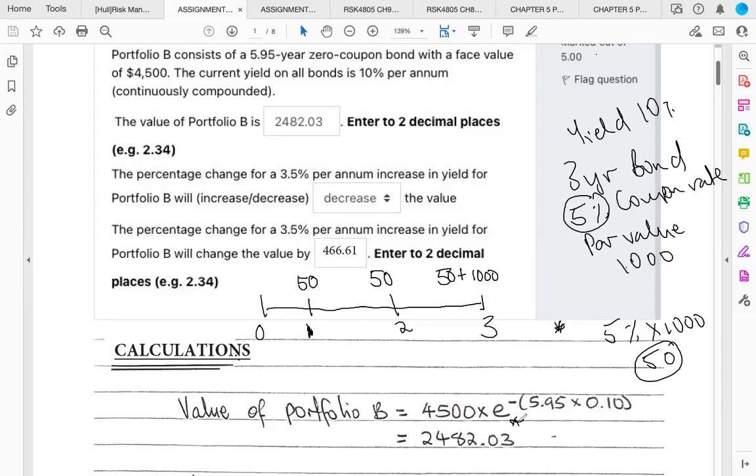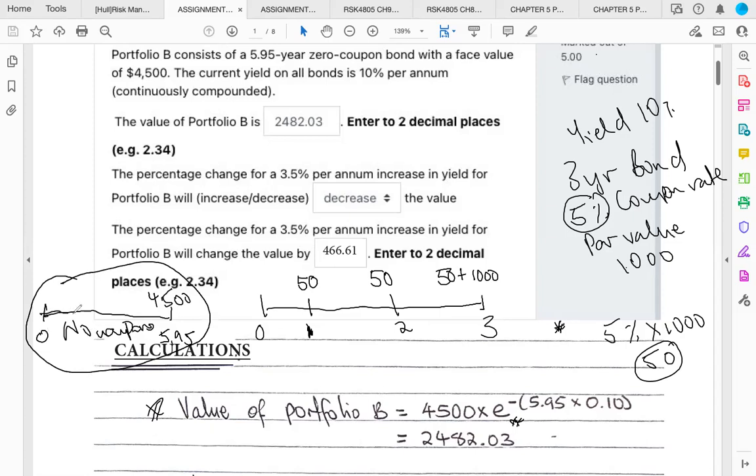Compare that with the zero coupon bond we were talking about. With the zero coupon bond, you lend your money to a government or to a business or some organization, and then after 5.95 years, that organization will just pay you back 4,500. There'll be no coupons over the life of the bond. You just invest your money, maybe you give them 3,000 Rand, and after 5.95 years, they give you back 4,500 Rand. Whereas with a coupon paying bond, you'll be receiving interest payments up until maturity.